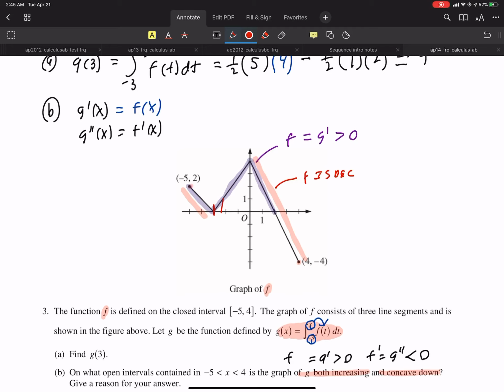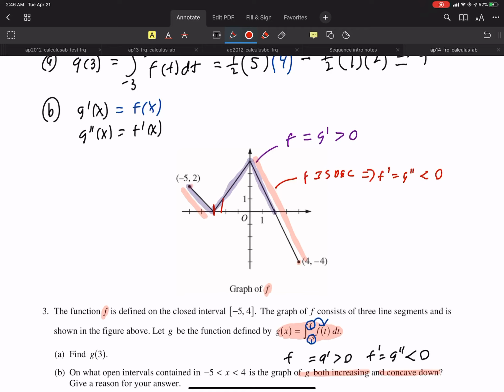I'm just showing you the logic. Therefore, that implies F prime, which is G double prime, is negative. Because if a function is decreasing, its derivative is negative. So that's the region we're going to look for. We want both of those to be true.